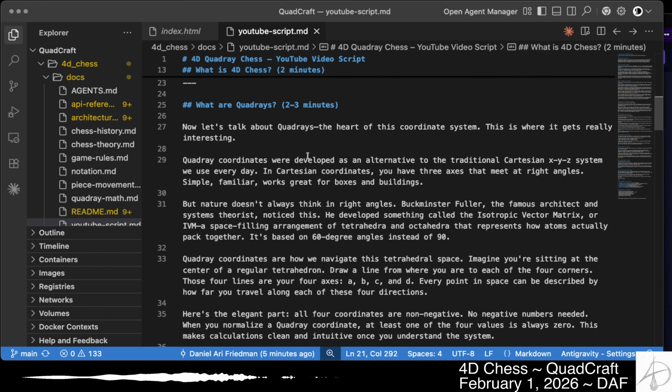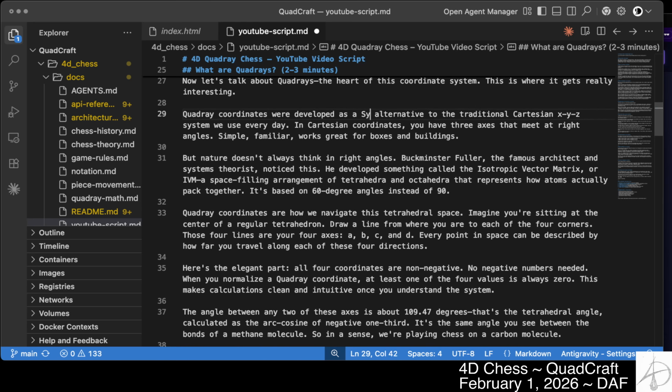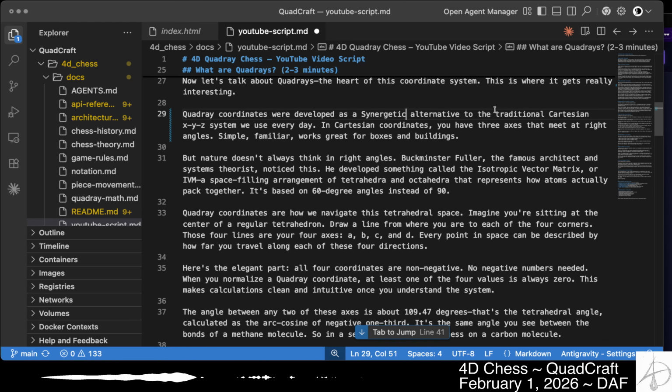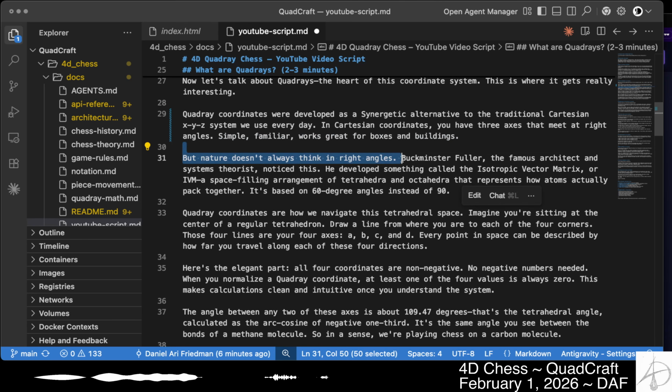Let's talk about quadrays, the heart of this coordinate system. This is where it gets interesting. Quadray coordinates were developed as a synergetic alternative to the traditional Cartesian XYZ system we use every day. In Cartesian coordinates, you have three axes meeting at right angles. Simple, familiar, works great for rectilinear boxes and buildings. But nature doesn't think in right angles.